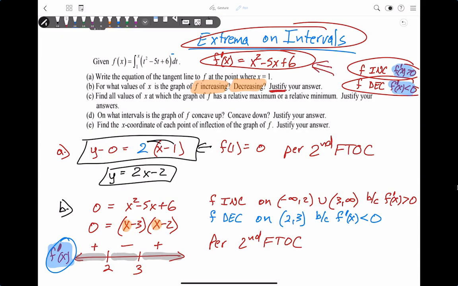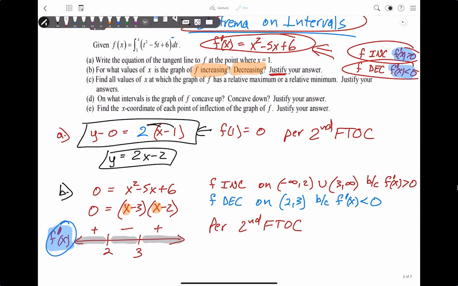Okay, so now let's move on to part C. Part C is saying find all the values of x where f has a relative max or relative min. Well, we've already done a lot of the grunt work. So C is identifying when f prime is changing from positive to negative, we know that f is changing from increasing to decreasing. Okay, so let me write that up here.